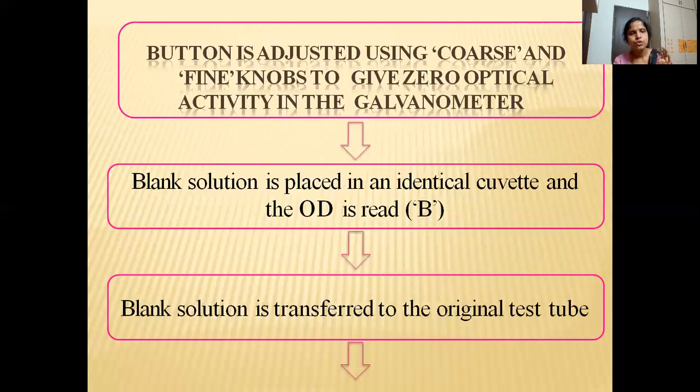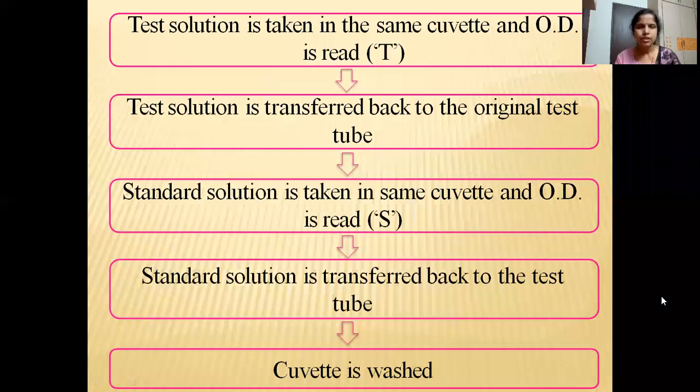That blank solution will also absorb some of the radiation. So the blank solution is taken, put into the instrument again, and its OD, that is absorbance, is measured and taken as B. B stands for blank. Now the blank solution is transferred back to the original test tube. The cuvette is cleaned, and then we take the test solution in it, keep the cuvette in the colorimeter, and measure the optical density or the absorbance.